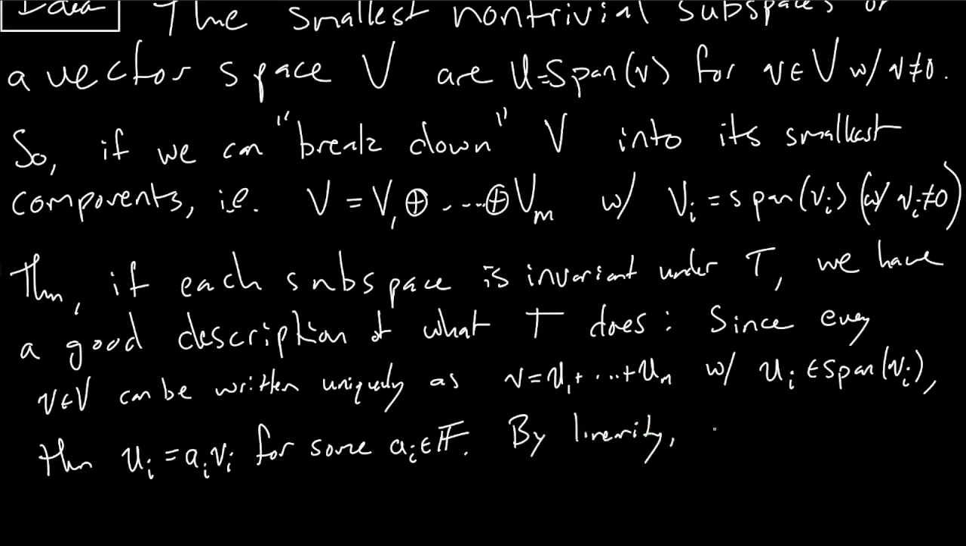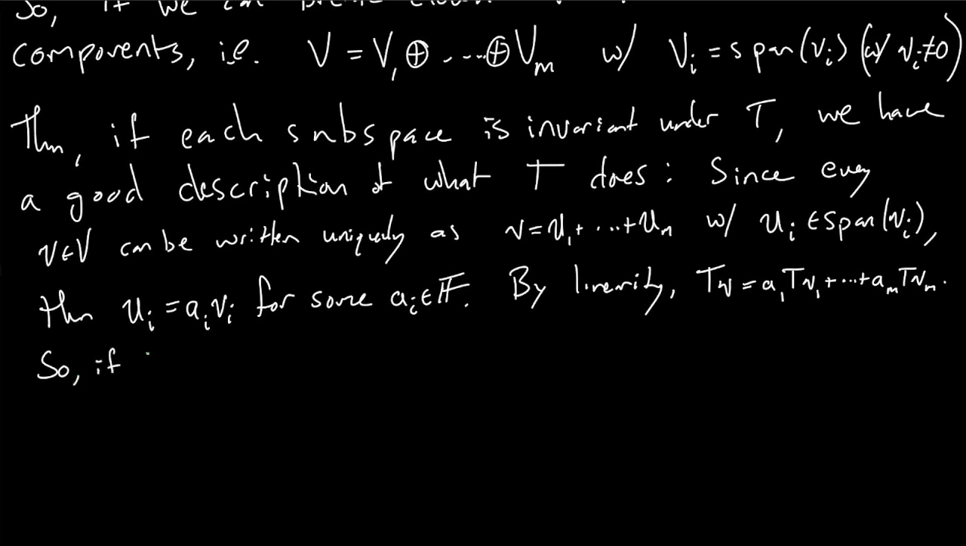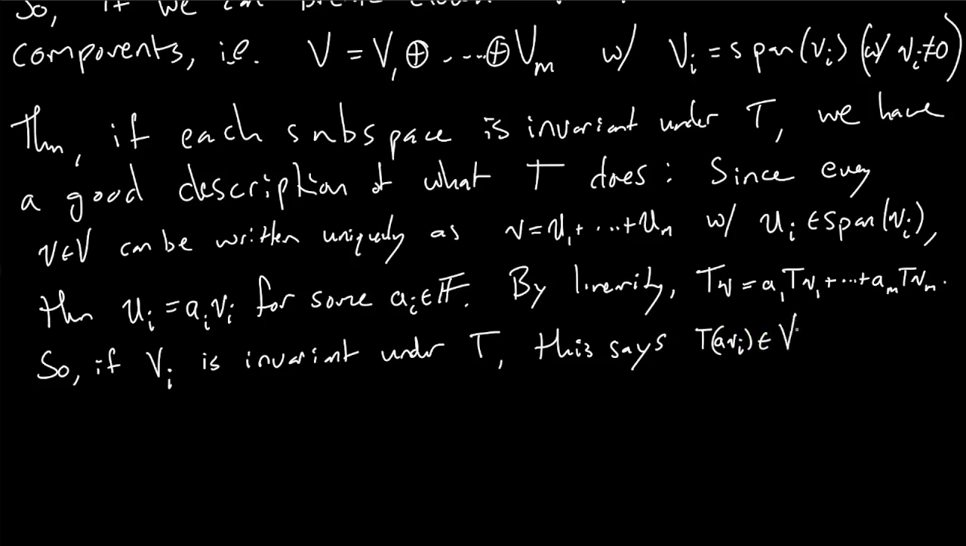By linearity, T of V is then equal to a1 T v1 plus dot dot dot all the way down to am T vm. So, and this is the big piece, if Vi is invariant under T, this says, think about it right now, that T of a vi is in Vi. This is an arbitrary element of Vi, since Vi is just the span of a single vector.